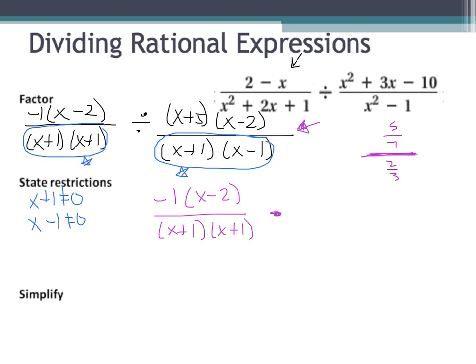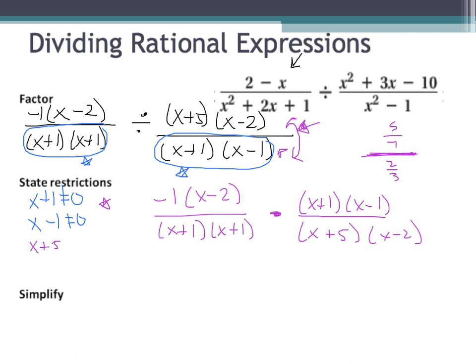But now I'm multiplying, so that means I have to flip-flop the top and bottom. So now on top, I'm going to have x plus 1 and x minus 1. And on bottom, I'm going to have x plus 5 and x minus 2. The reason why I do that after I state my restrictions is because you have to state both the top and the bottom restrictions for your second fraction. Because now I also have that x plus 5 cannot equal 0 because it's on the bottom of this fraction. And x minus 2 cannot equal 0.